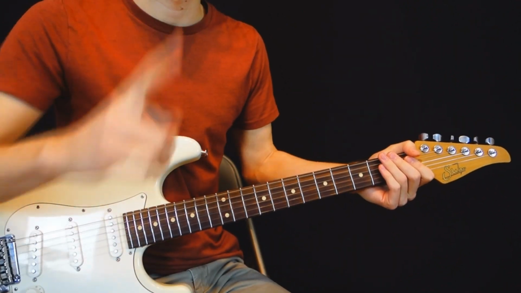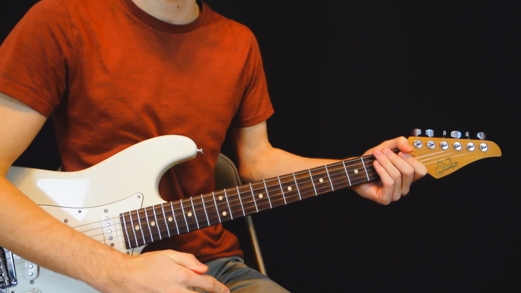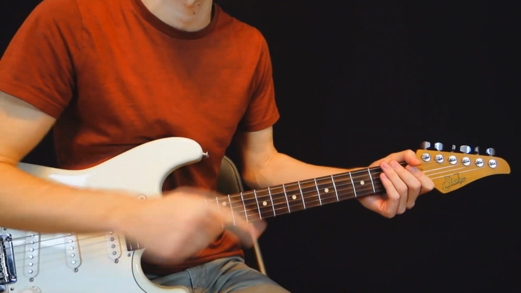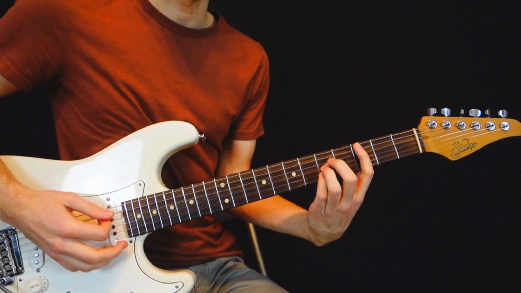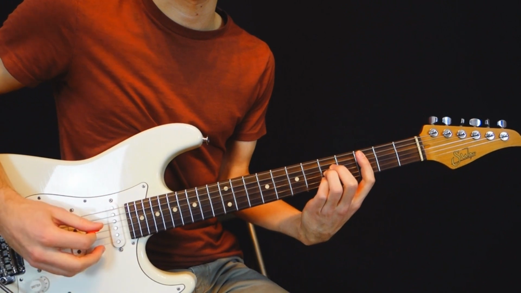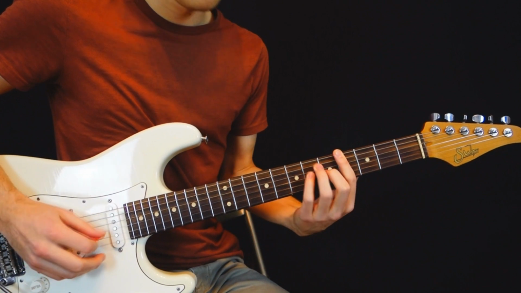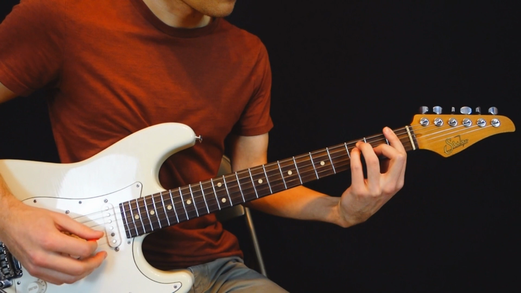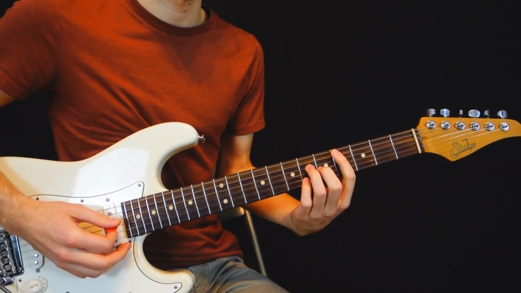The first thing that I'm looking for to create a static drone underneath my chord progression is to find a common note that is shared with all of the chords in the progression. In the case of our progression, we have the C note that is inside every chord of the progression. It's the root on the C major, it's the third on the A flat major, it's the fifth on the F major, and it's the 7th on the C sharp major 7.